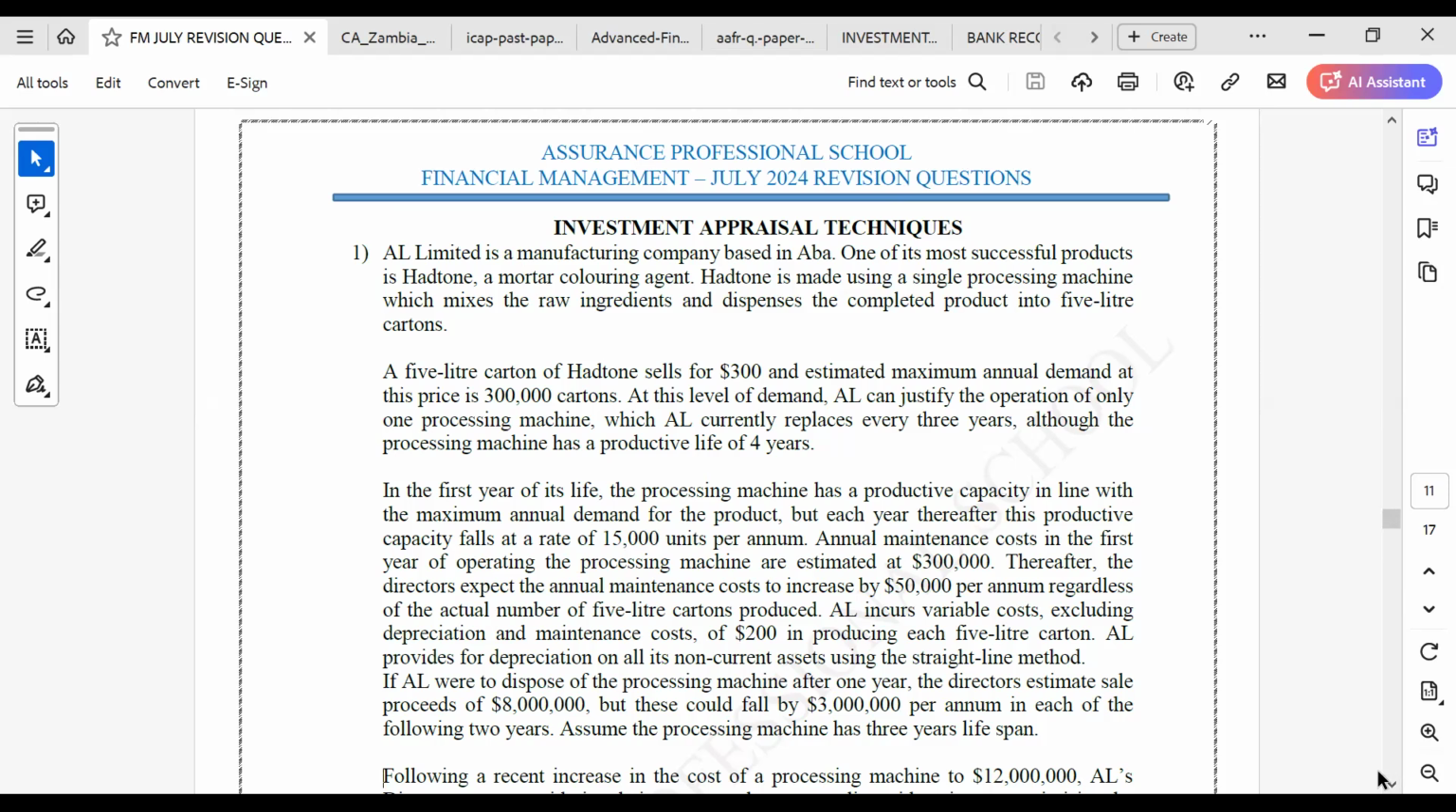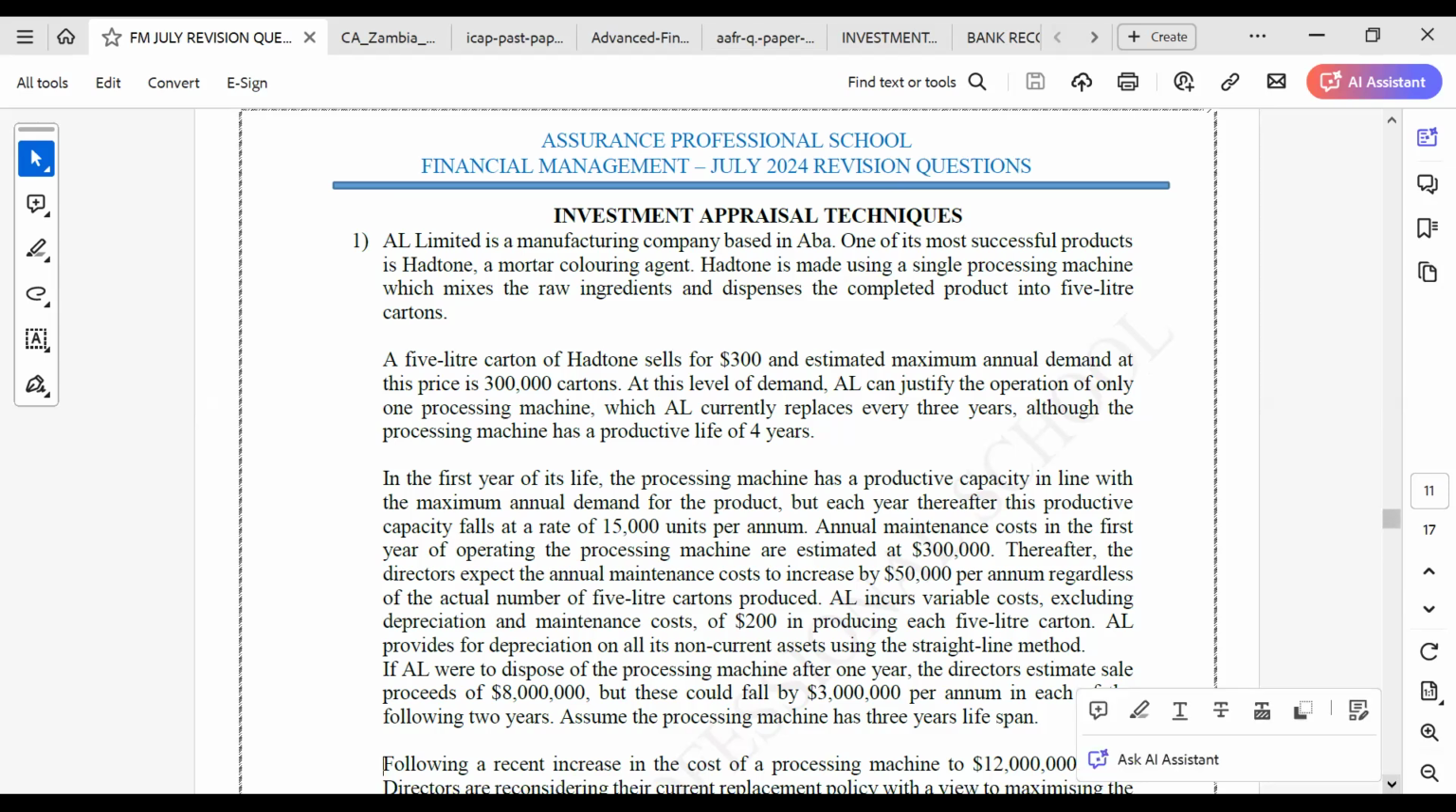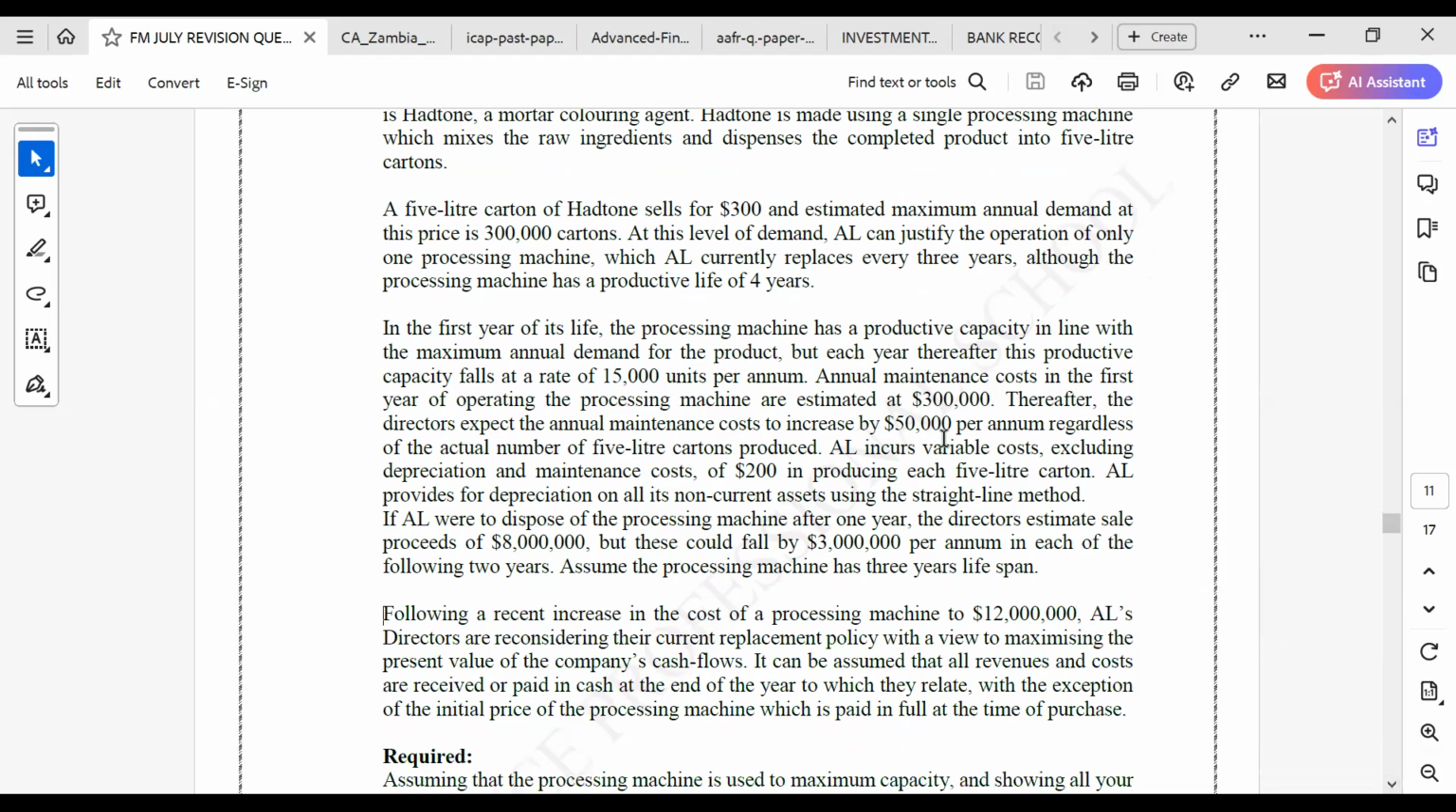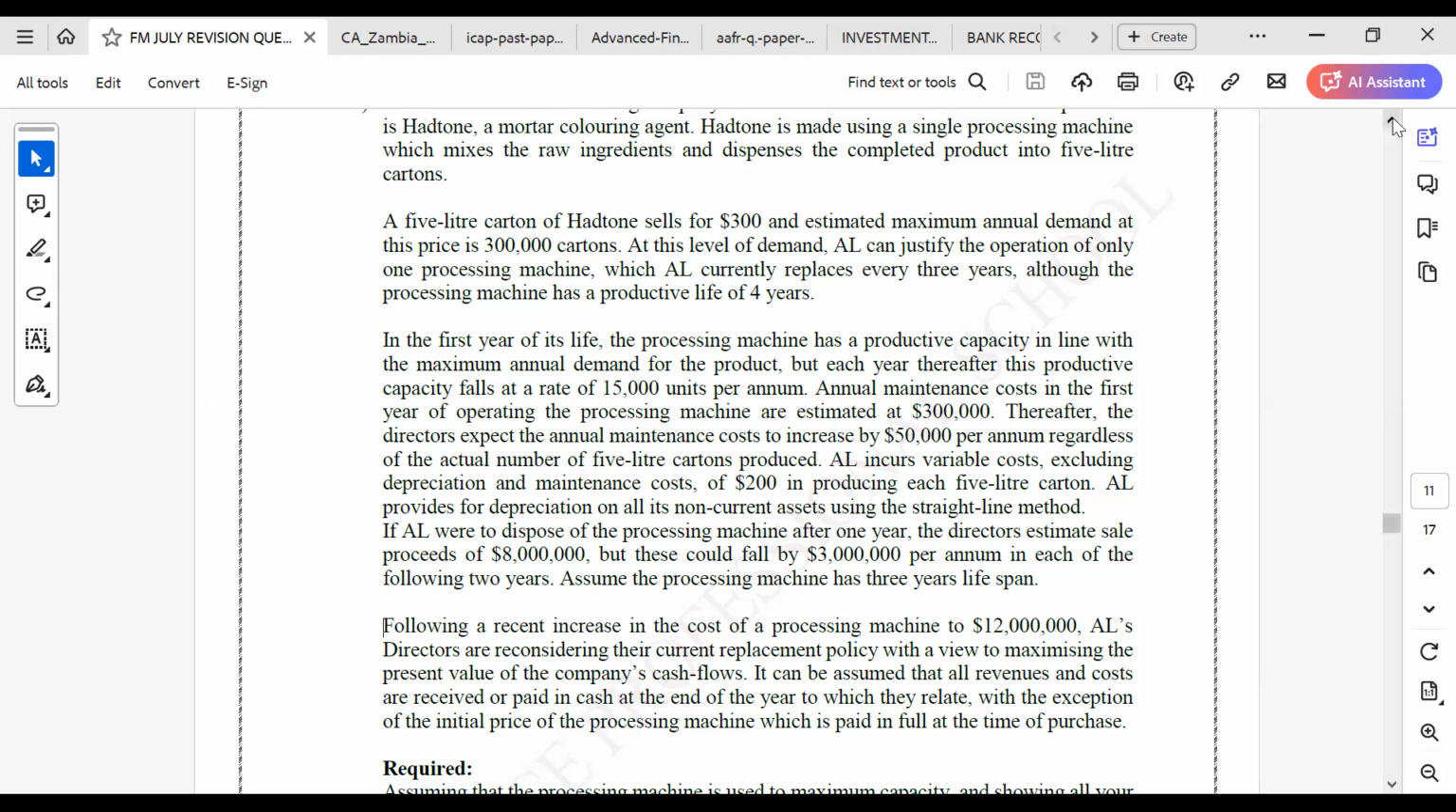Okay. Following a recent increase in the cost of a processing machine to 12 million, AL directors are now reconsidering their current replacement policy with a view to maximize the present value of the company's cash flow. It can be assumed that all revenues and costs are received or paid at the end of the year to which they relate, with the exception of the initial price of the processing machine, which is paid in full at the time of purchase.